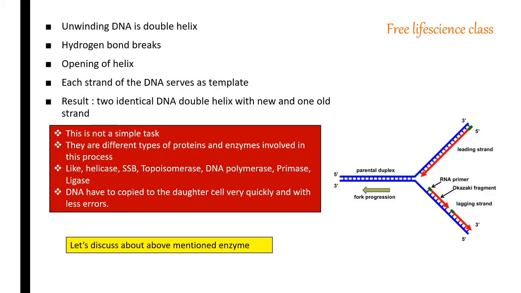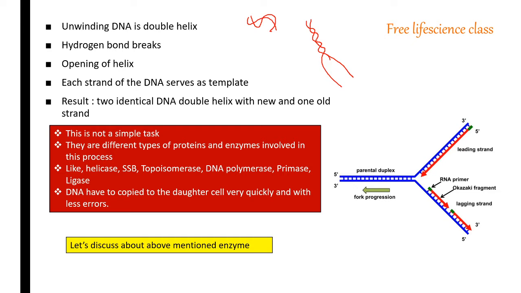Next we can move into the mechanism of DNA replication. I am going to describe DNA replication in 4 steps. First of all, unwinding of DNA. Our DNA is in the form of a double helix, so it should be unwound. Isn't it? Our DNA is in the form of a double helix, so we have to unwind it. Only then will the replication take place.